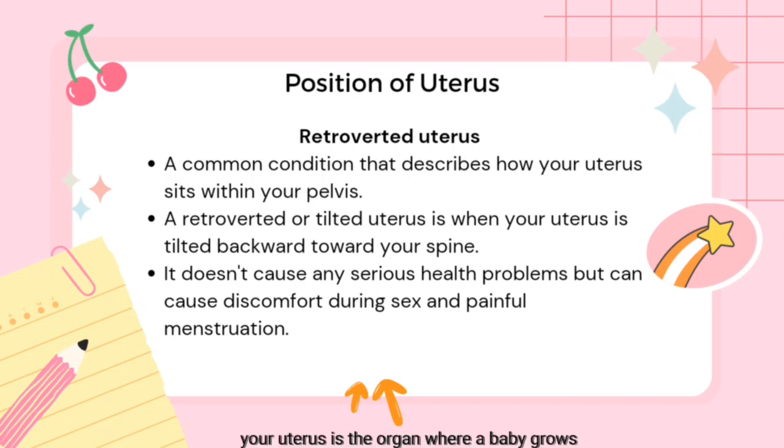Your uterus is the organ where a baby grows during pregnancy. It's shaped like an upside-down pear and sits in your pelvis between your bladder and your rectum. Its exact position in your pelvis varies among people and can change, especially during pregnancy.